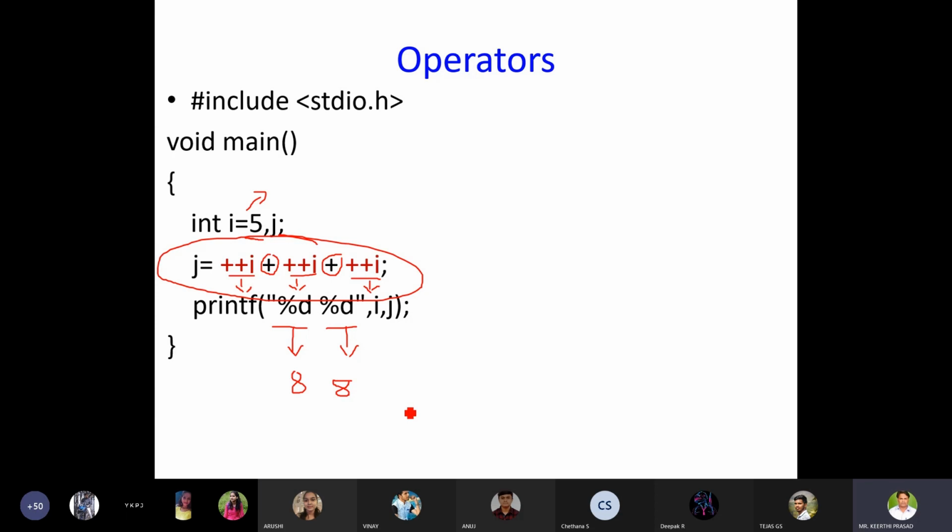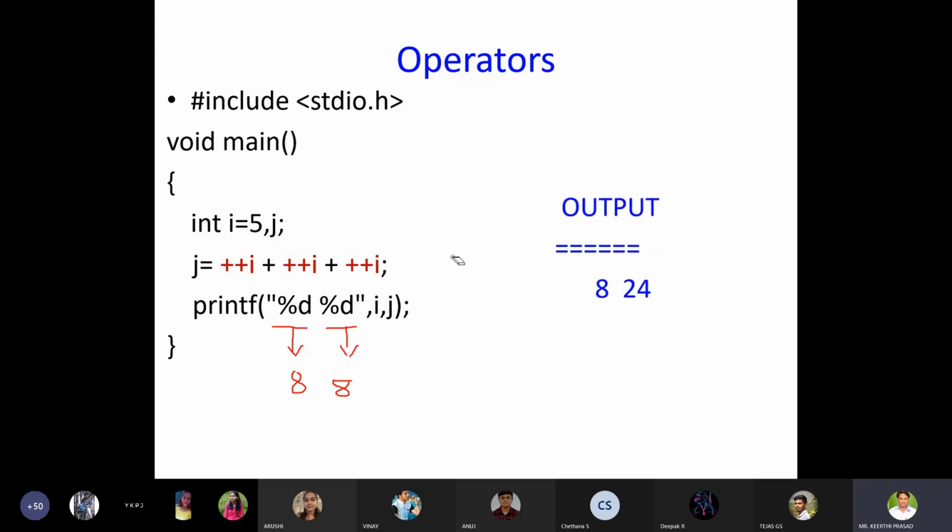Okay, let us try to understand this. So basically, we need to understand how exactly this works. The answer is 8 and 24. I value is 8, J value is 24. How?